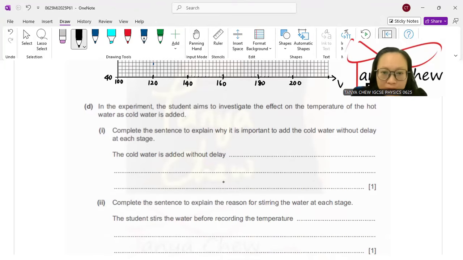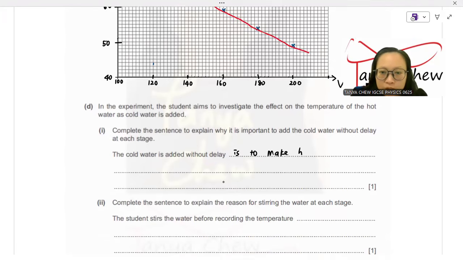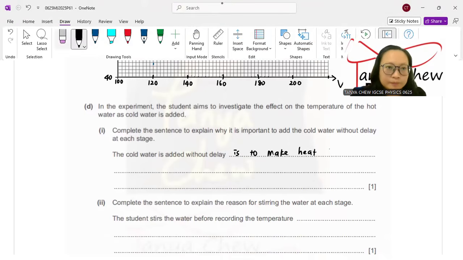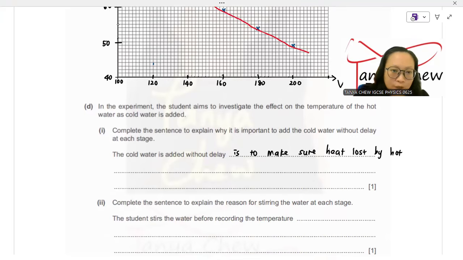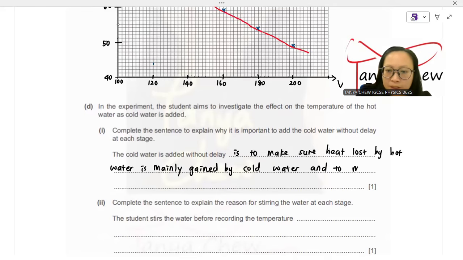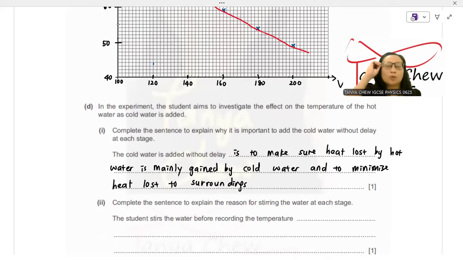Without delay is to make sure most heat lost by hot water is mainly gained by cold water, and to minimize heat loss to surroundings, because the surroundings temperatures are lower.